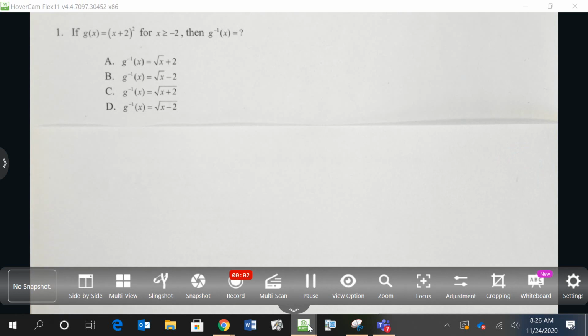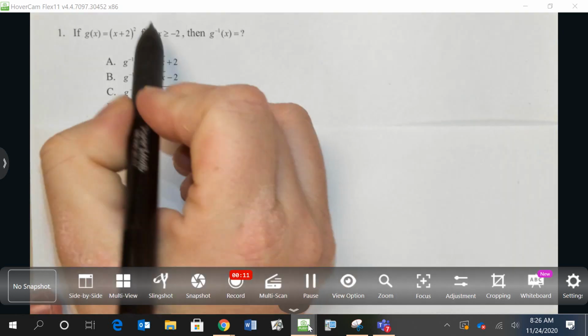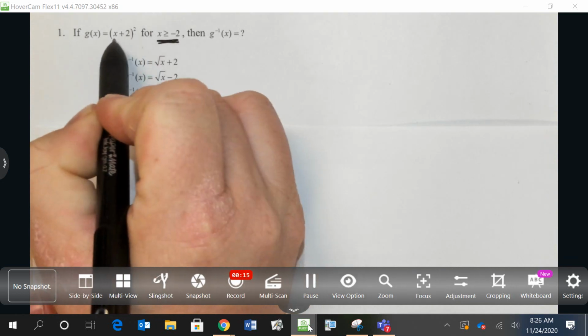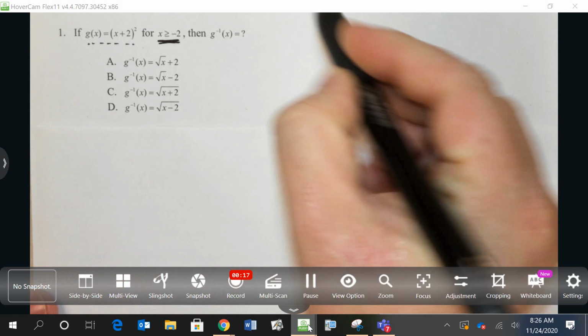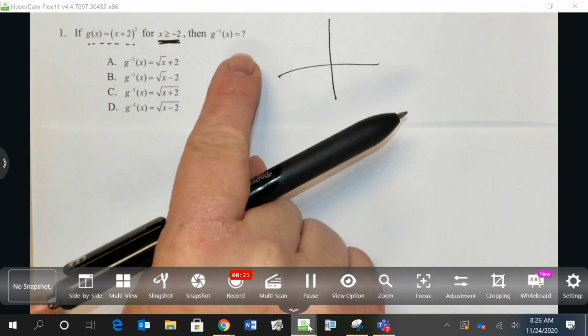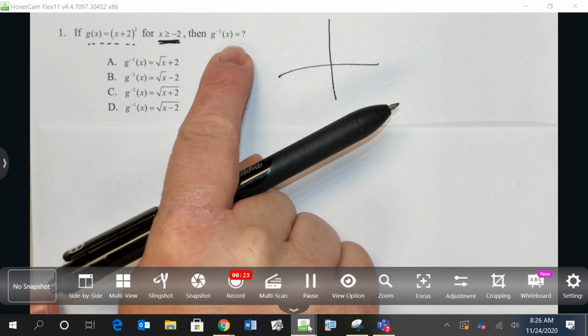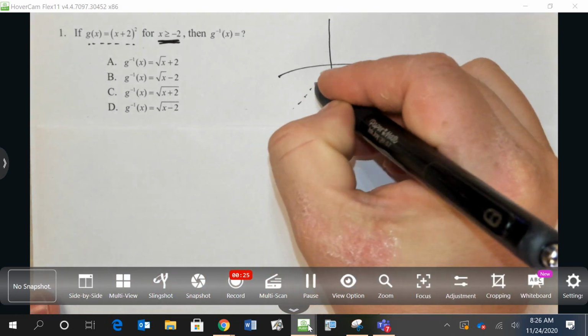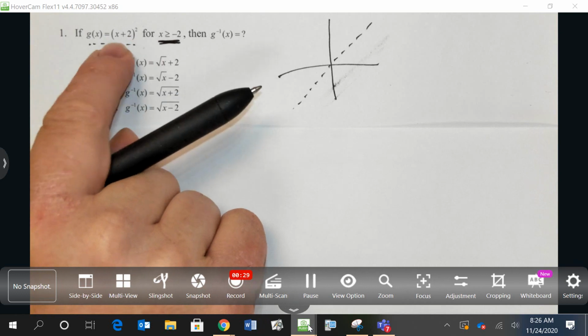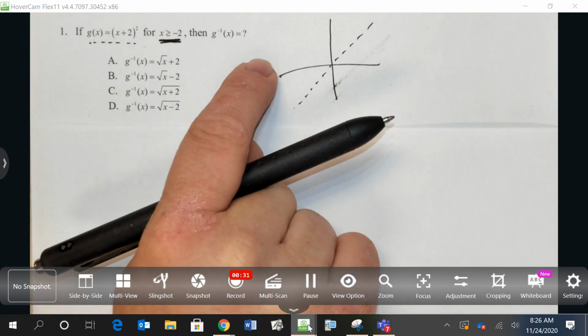If g of x equals the quantity x plus 2 squared for x's that are greater than or equal to negative 2, then what is the inverse of it? Well, first of all, some of you get confused by this. This allows us to put boundaries on this function so that when we graph both the original function and the inverse, we know that they would reflect across this line. So we're putting some limitations on how much of this graph we see. That's basically what this is doing.